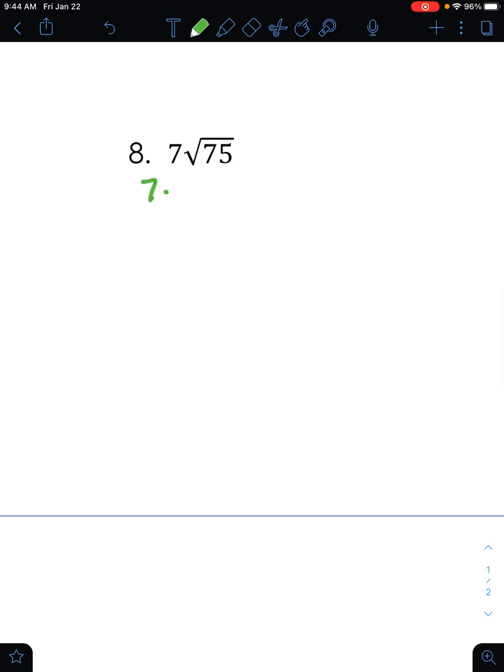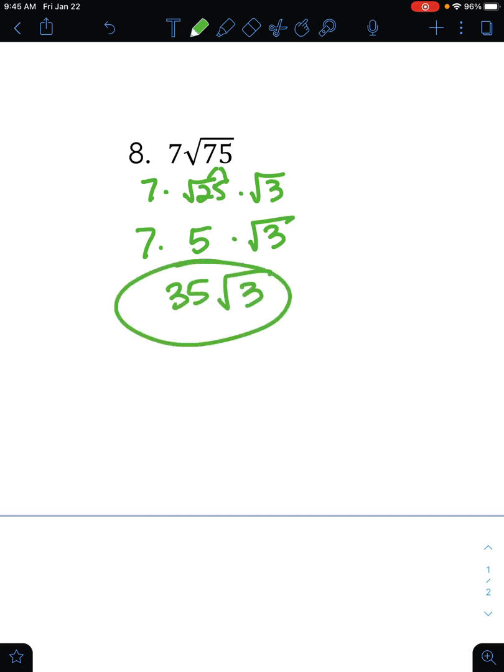And then lastly, 7 is going to stay. 75 is going to be 25 times 3, right? 75 divided by 3. Yeah, 25 times 3. So square root of 25, square root of 3. Square root of 25 is a 5. And then 7 and 5, oops, not 13. 7 and 5 multiply back to 35, square root of 3.